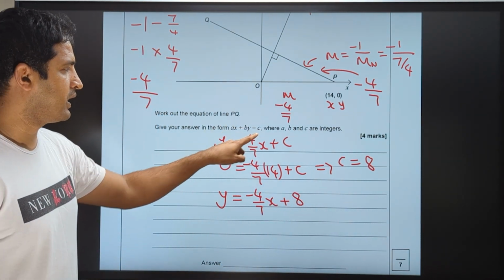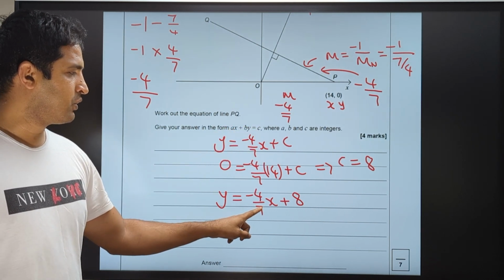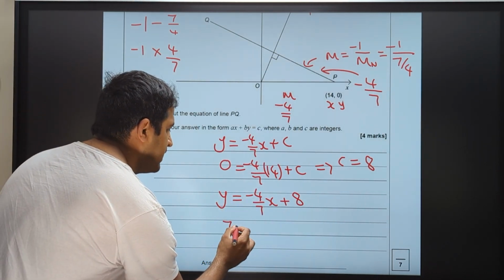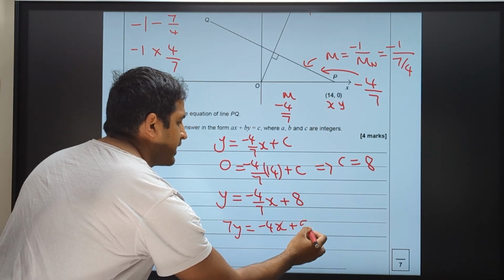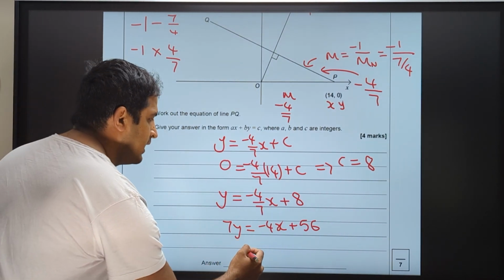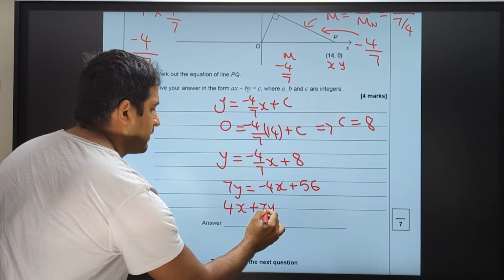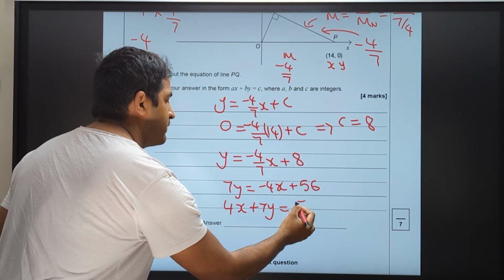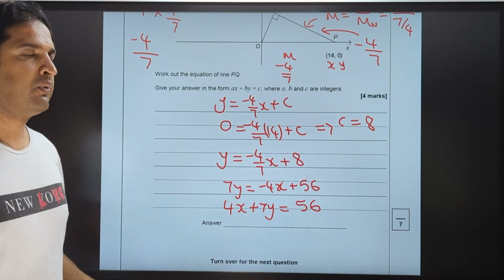But we want the equation in that form. We don't want that fraction. We want ax plus by equal to c. So we're going to multiply both sides by 7 to get rid of that fraction. So we get 7y equal to negative 4x plus 56. Now we want the x on this side, so add 4x on both sides. We would get 4x plus 7y, because we added 4x on both sides, which gives you 0 on the other side, equal to 56. So that's our equation, 4x plus 7y equal to 56.